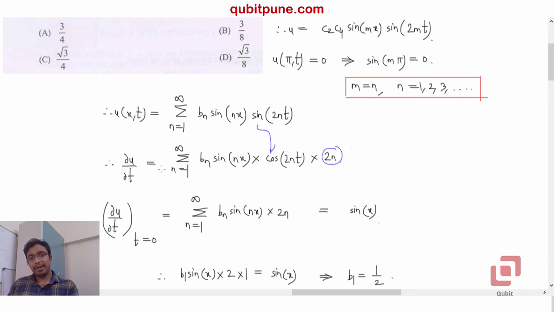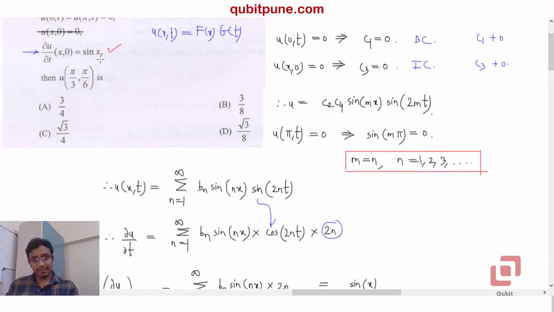Now at t equal to 0, what will we get? We will get another infinite series, which will be summation n runs from 1 to infinity bn sin nx into 2n, because again cos 0 is 1. But we know that this is actually equal to sin x. It's given in the problem.